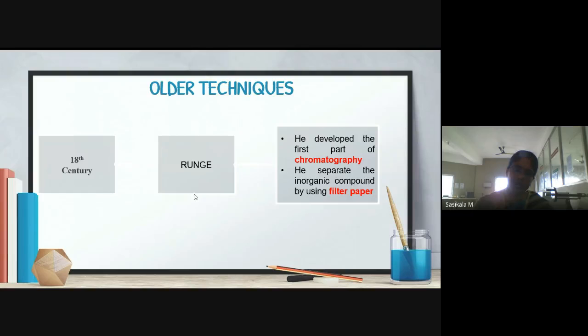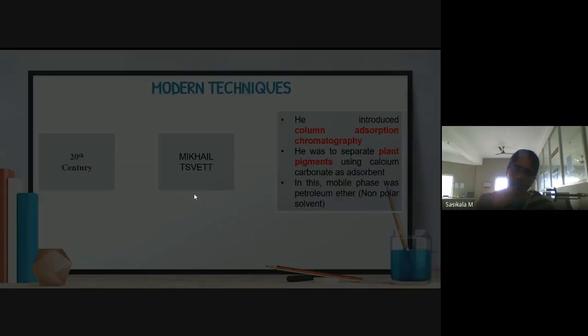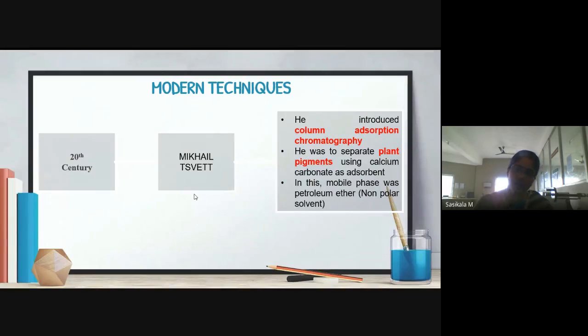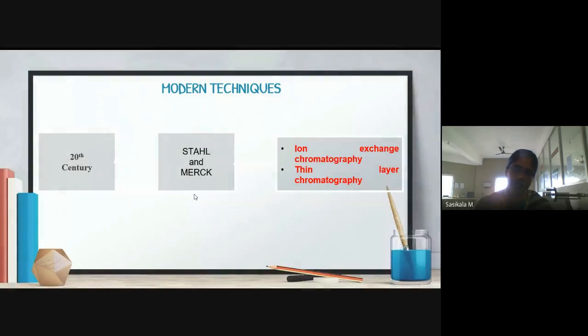Then first, paper chromatography was not developed; it was developed with column chromatography and isolation of hydrocarbons using petroleum products. Isolation from petroleum products was done by D.T. Davy, and then column adsorption and column partition were introduced. So in the beginning, column chromatography only was developed. Column adsorption and partition was developed.